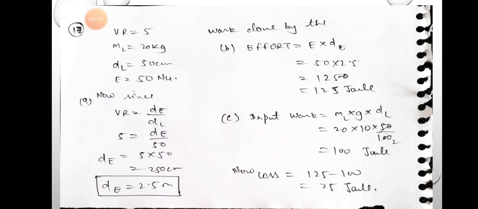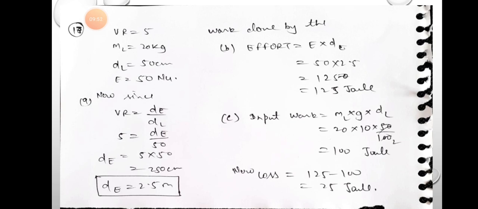Now move to question number 17. In question number 17 you have been given the value of F, and the mass of the load is 20 kilogram, and displacement in the load is 50 centimeter. Effort आपको दिया है 50 Newton. You have to determine the distance moved by the effort. So we know that velocity ratio is equal to dE upon dL.